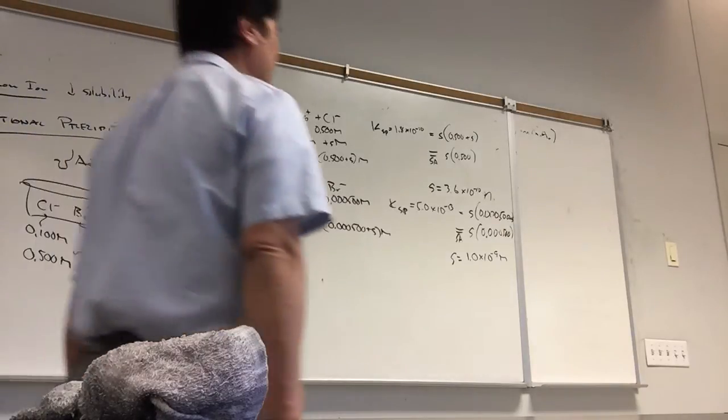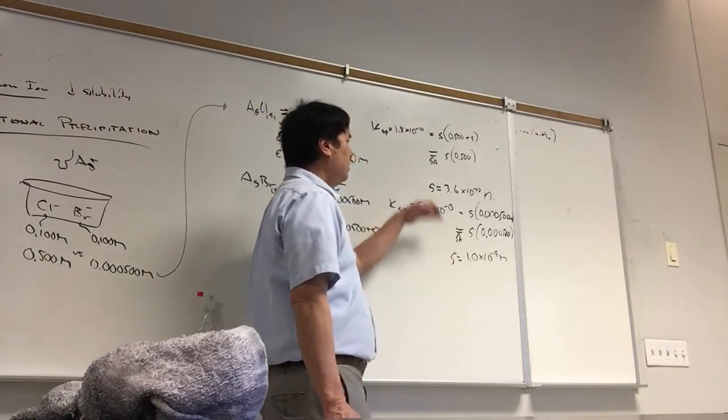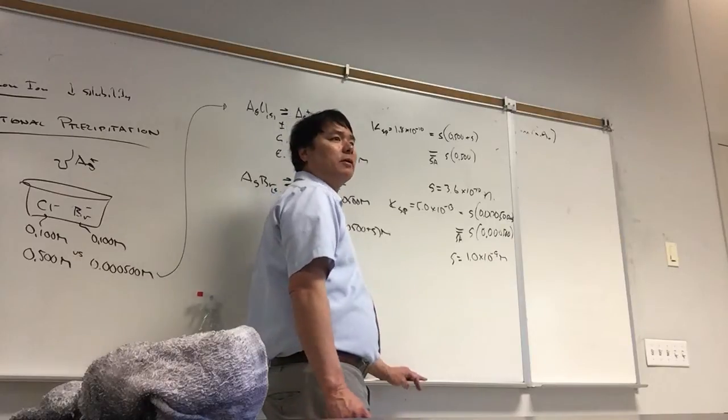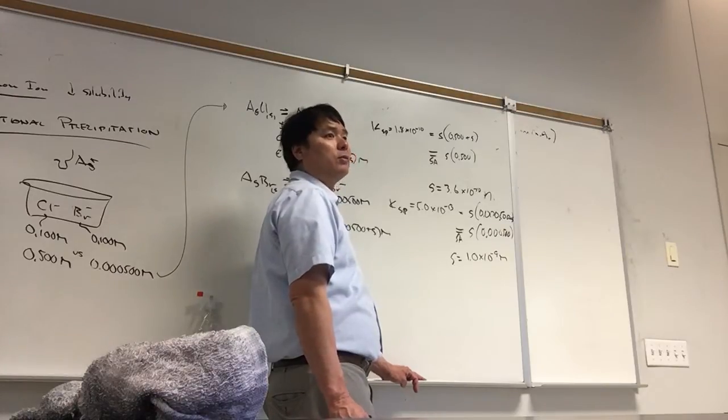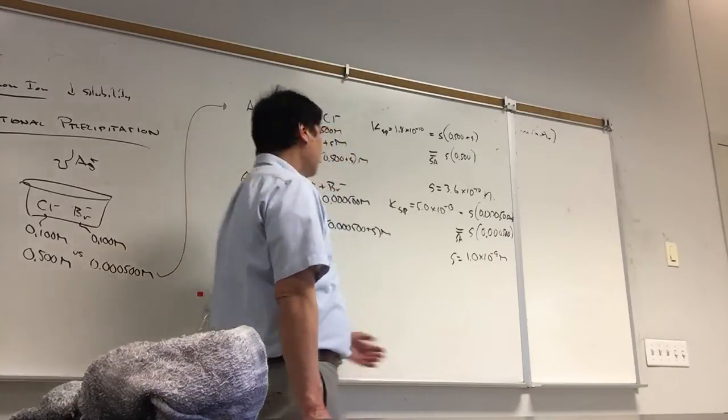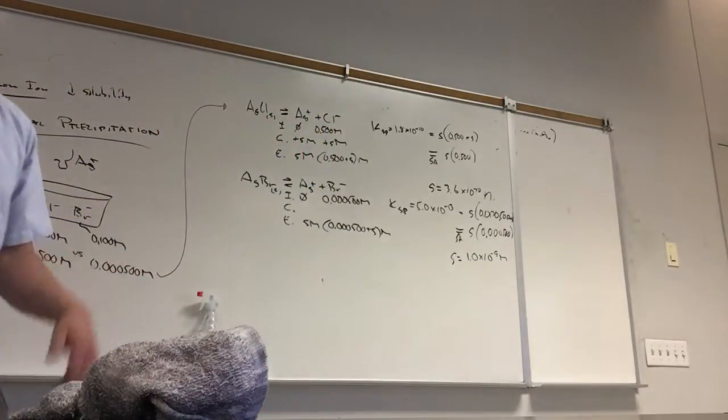So we end up with a solubility of 1.0 times 10 to the negative 9, which says which one's more soluble? Silver chloride or silver bromide? Silver bromide. Whereas in the previous examples, it was the silver chloride that was more soluble.